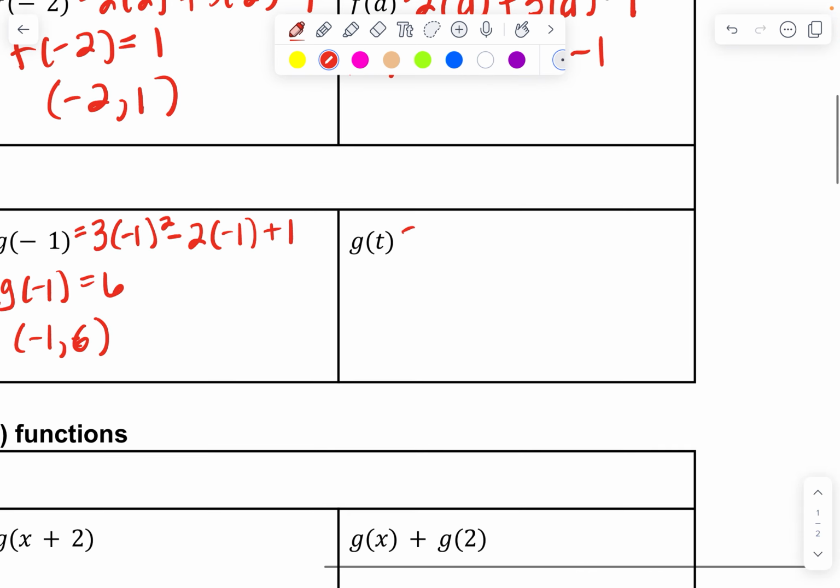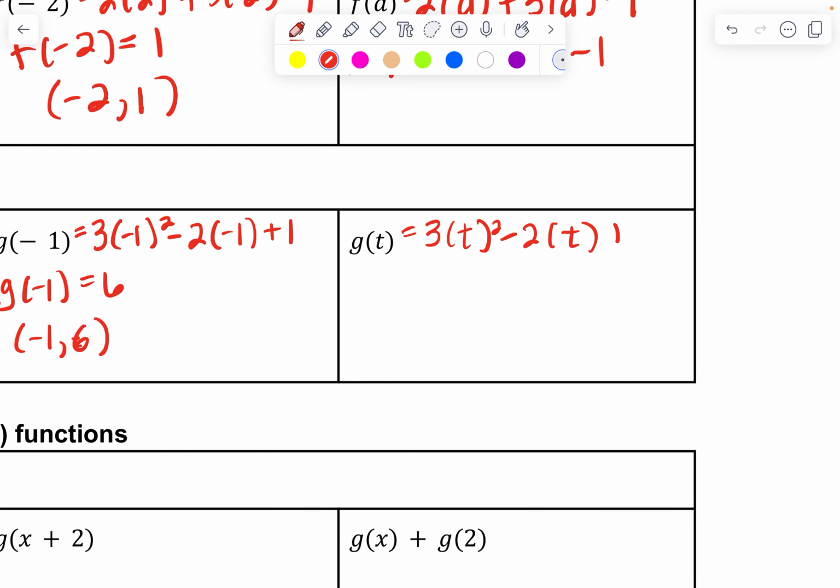And then g of t, 3 times t squared minus 2 times t plus 1. Again, the only way we can simplify that is to get it to be 3t squared minus 2t plus 1.